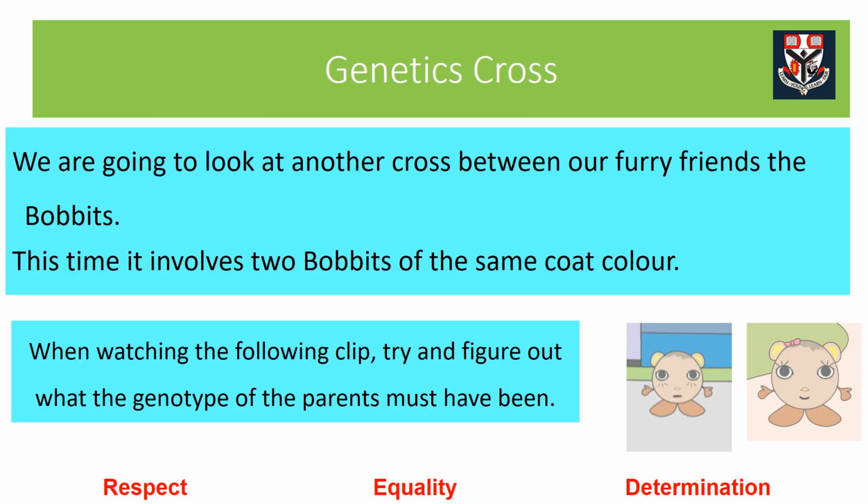In this video, we're going to look at another cross between our furry friends, the bobbits. In class, your teacher would show you a very quick animation where we see 2 bobbits of the same coat colour in the parent generation. When watching the clip, you would have been asked to try and figure out what the genotypes of the parents must have been.